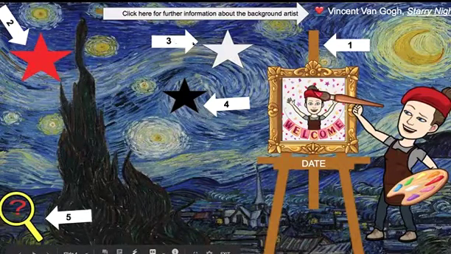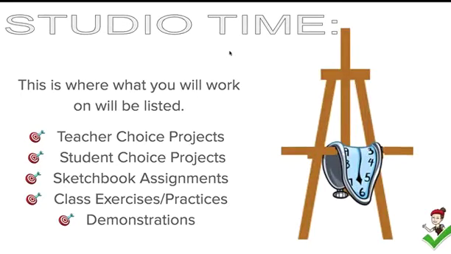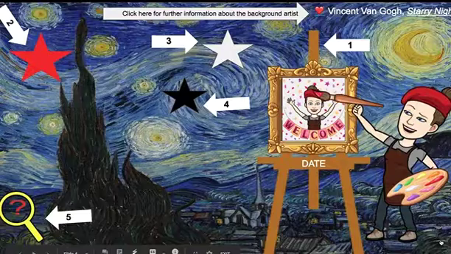So the next task, number 3, is the white star. This brings you to your studio time activity. So here is where you'll look at what's listed, whether it be working on a teacher choice project, a student choice project, sketchbook assignments, class exercises or practices, or maybe there's a demonstration for that day. That'll all be listed onto the slide and it will either connect you to what you need to do, watch, or listen. When you're done with that, submit your work if you need to on Google Classrooms, and when you're done, click on the arrow.